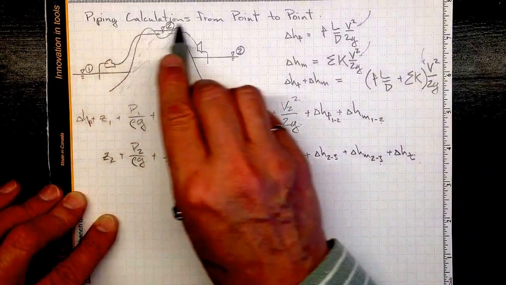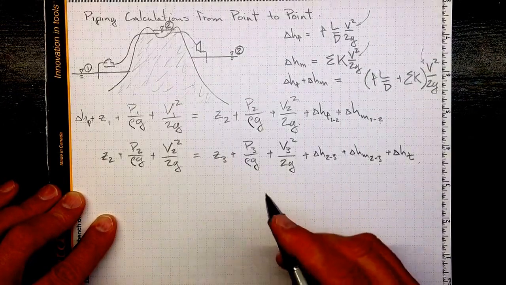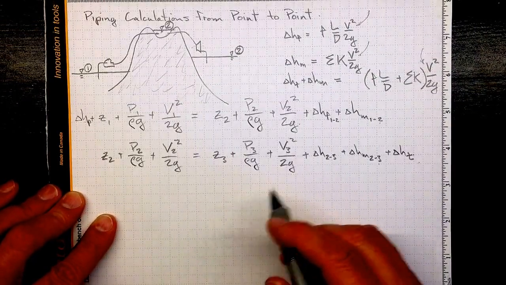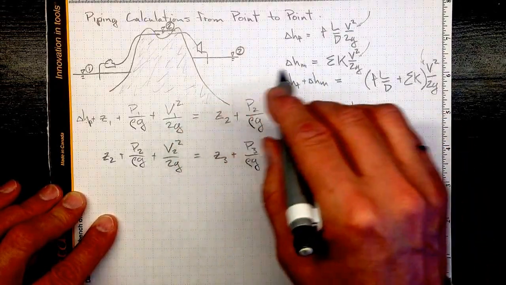That covers doing piping calculations from point to point. The other alternative is in a recirculating system where the water is pumped, or fluid is simply pumped round and around and around.